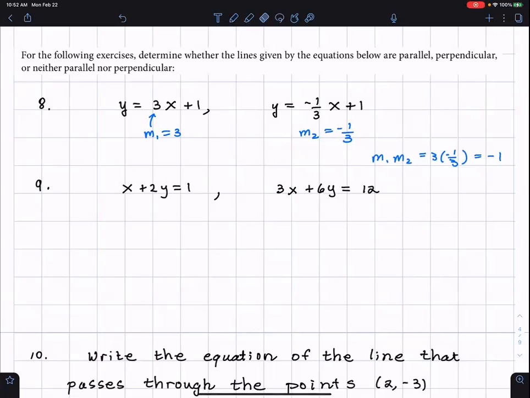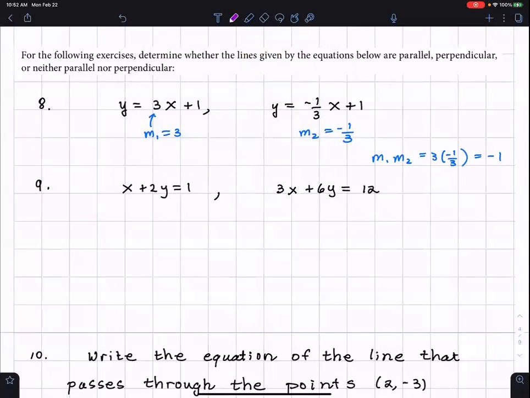Are they parallel, perpendicular, or neither? I think you know the answer. Perpendicular. Exactly right. One way to say it is that M2 is the negative reciprocal of M1. Negative 1/3 is the negative reciprocal of 3.